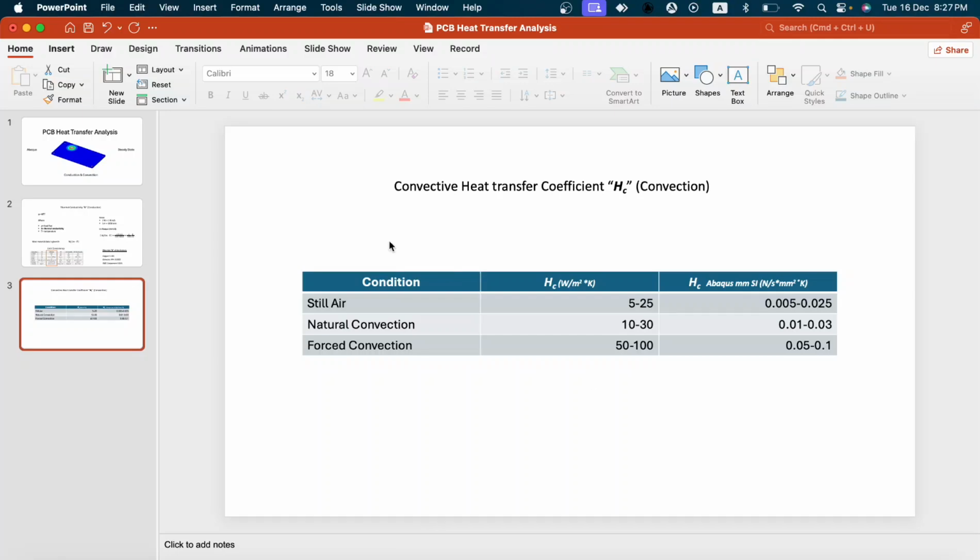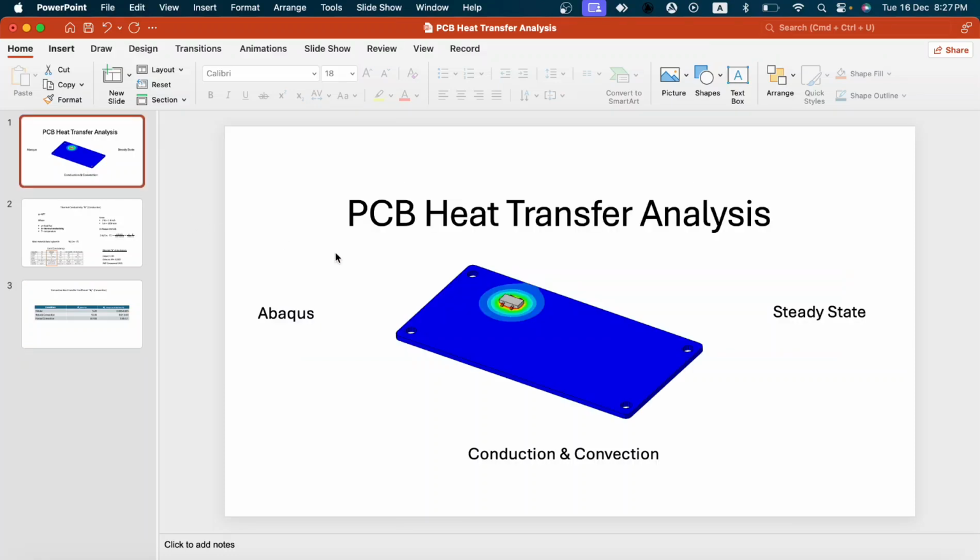So guys, we are going to perform a detailed analysis in which the PCB will be divided into multiple sections representing the various copper and the electric layers, and we will also include, as you may see, one component on the top surface on which we are going to apply the load for this analysis.